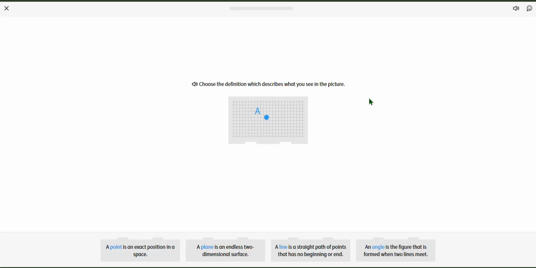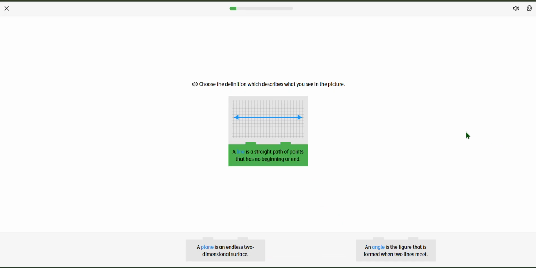Choose the definition which describes what you see in the picture. So this is just a point. If I look at the definition, a point is an exact position in a space. This is a line. It continues from one side all the way to the other side, and we know this by the arrows pointing in each direction. A line is a straight path of points that has no beginning or end.